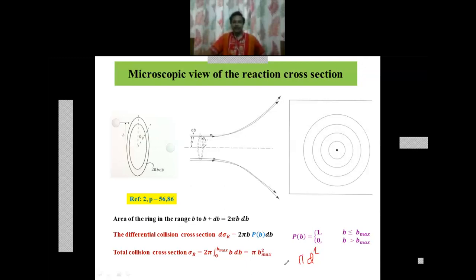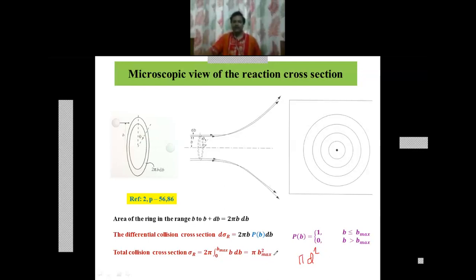So that is the difference between the hard sphere and real collision, that B max can be larger than D, because from a larger distance also there can be a change in electronic distribution between the colliding partners. So the actual reaction cross section can be larger than the simple classical hard sphere model pi d square, right.